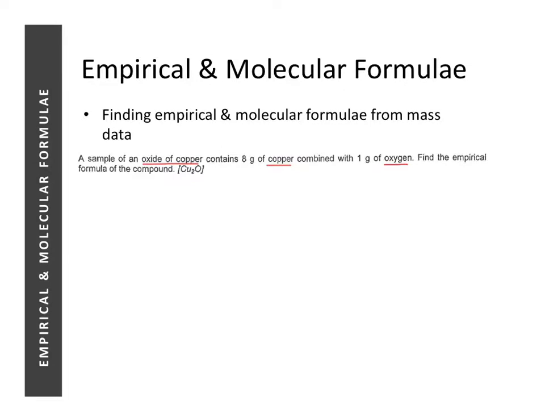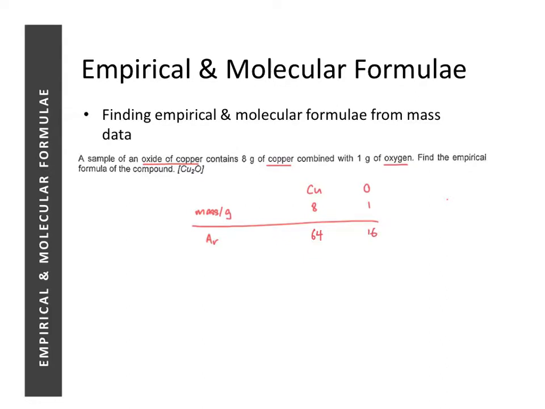How do we do that? We need to construct a table that is going to look like this. First we write down the 2 elements, or all the elements involved. So we have copper and we have oxygen, and then what are we given? We are given the mass, which is 8 grams of copper combining with 1 gram of oxygen. What comes in the next row is this. You write down the relative atomic mass of the 2 elements. Copper has a relative atomic mass of 64. Oxygen has a relative atomic mass of 16.